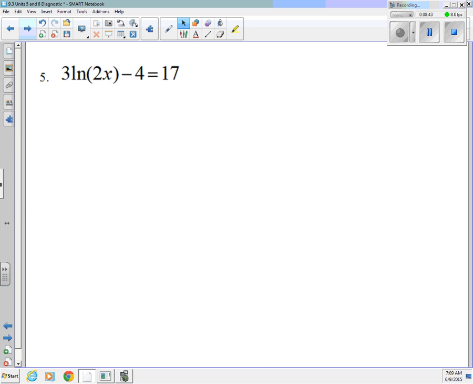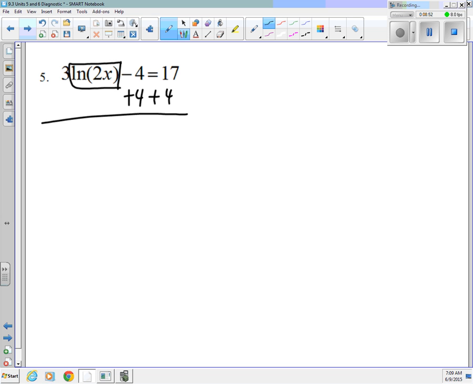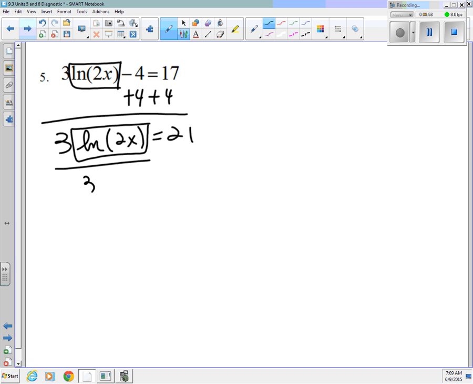Number 5. I have 3 ln of 2x minus 4 equals 17. I want to get the ln of whatever by itself. So I'll add 4 to both sides. I have 3 ln of 2x equals 21. Still trying to get that ln by itself. I'll divide by 3. And so I get ln of 2x equals 7.